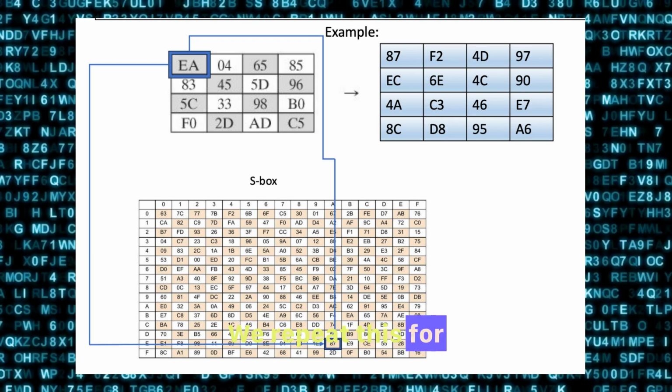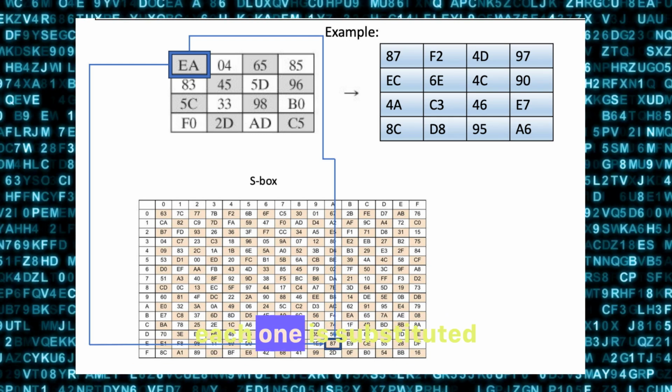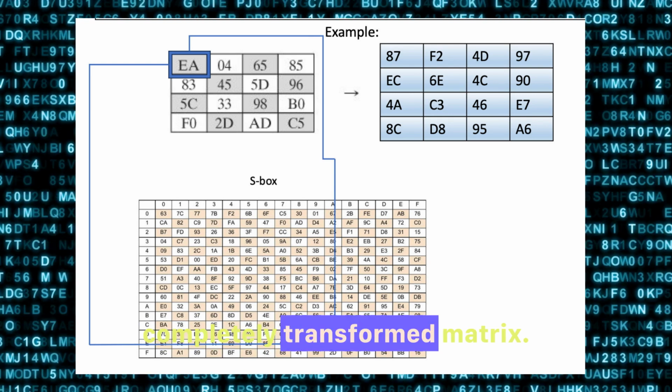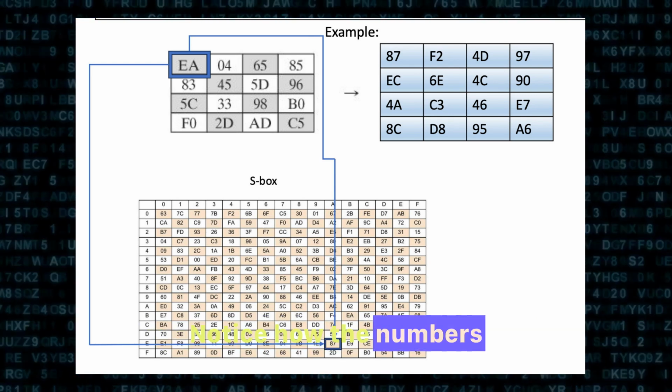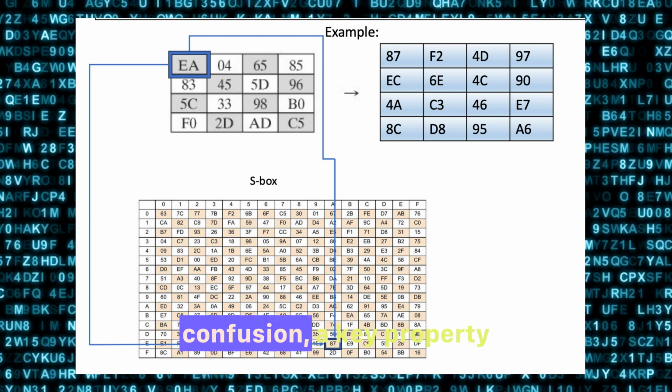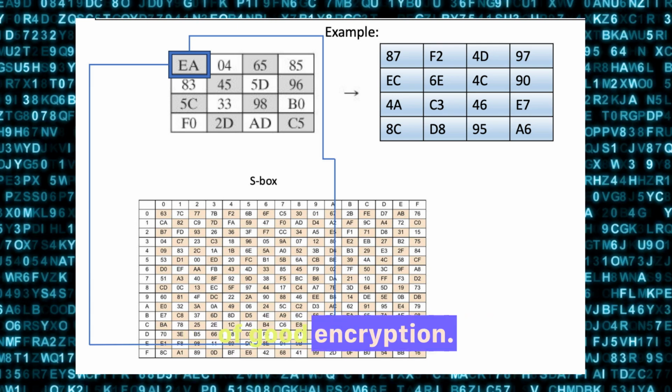We repeat this for all 16 bytes. Each one is substituted independently, and we end up with a completely transformed matrix. Notice how the numbers look totally unrelated to the original. This is what we call confusion, a key property of good encryption.